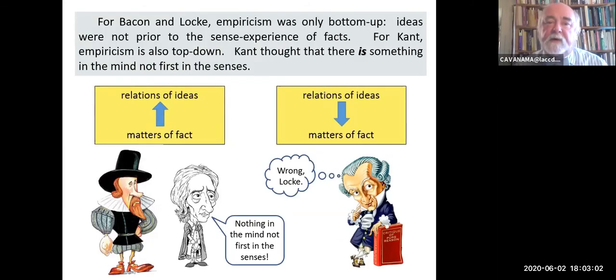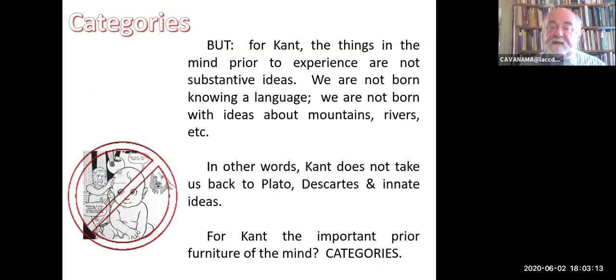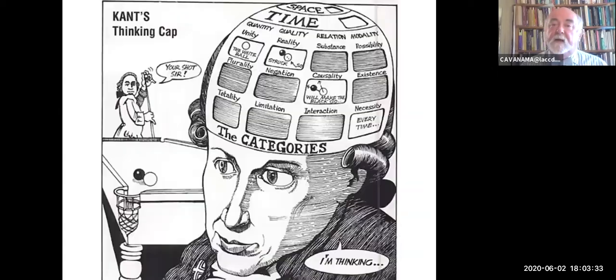For Bacon and Locke, empiricism was only bottom-up. Ideas were not prior to sense experience. Kant thinks that empiricism is also top-down, both ends. There is something in the mind, not first in the senses. And those are what Kant calls categories. Now, categories are not substantive ideas. We're not born knowing a language, for example. We're not born with ideas about mountains, rivers, etc. Locke is perfectly right there. On the other hand, Kant doesn't take us back to Plato, Descartes, and innate ideas.